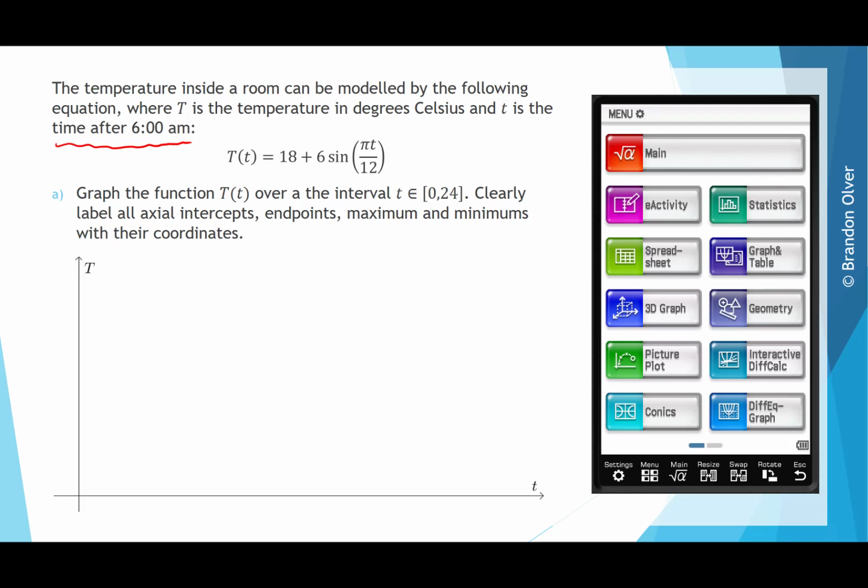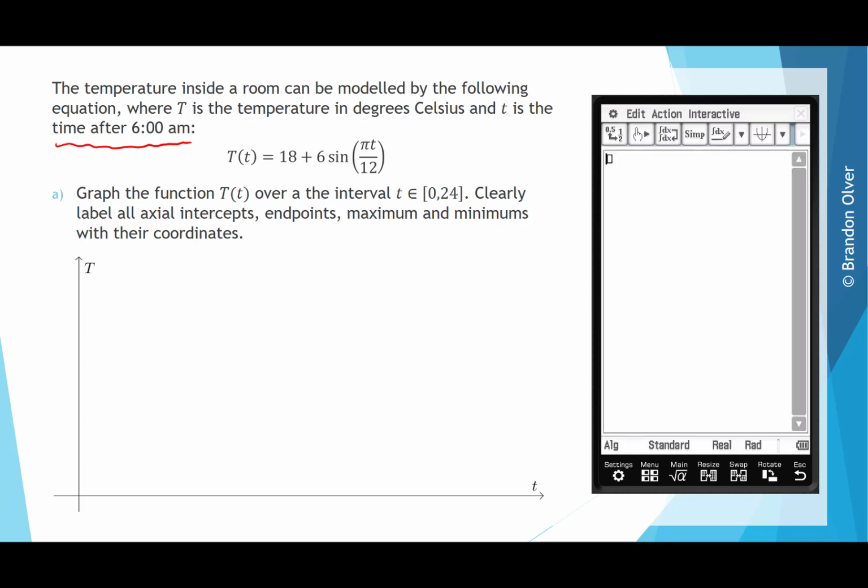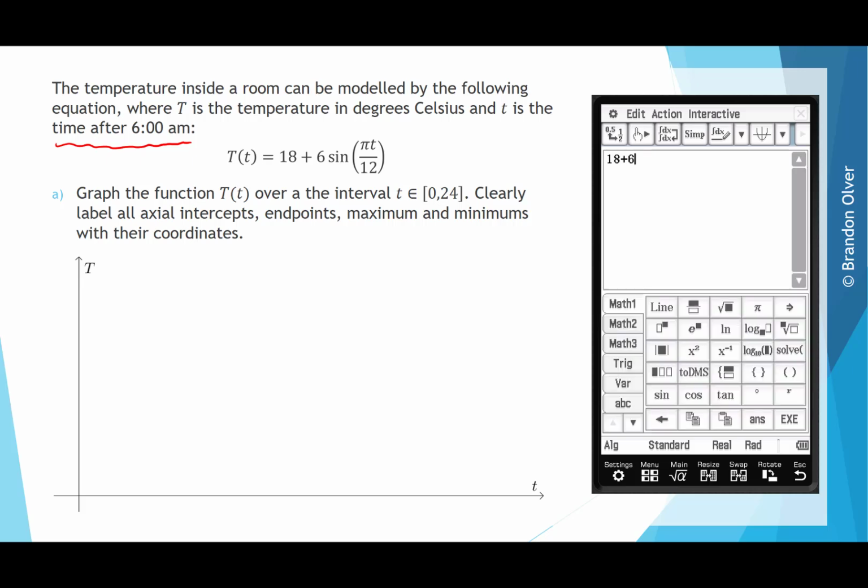On the CAS calculator, go into the main menu. Next, what we want to do is type in the equation that we're going to be dealing with in this question. So our equation was T(t) = 18 + 6, and if we bring up the keyboard menu, we can go into trig and sine, and then we have pi times, and we'll replace t with x over 12.